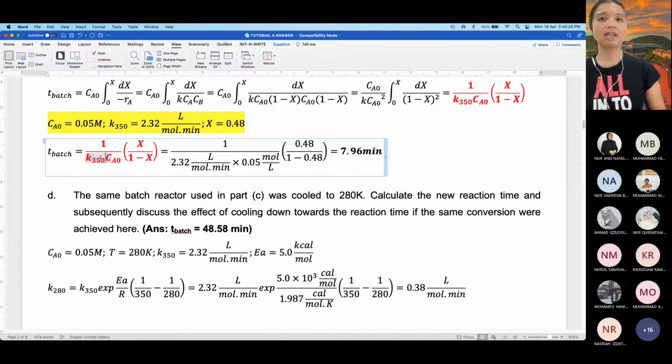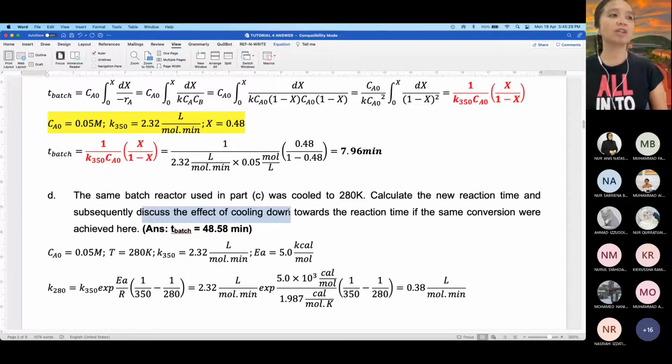Then subsequently it says discuss the effect of cooling down towards the reaction time. So after we calculate the new reaction time, we must discuss its effect when we reduce the temperature towards the reaction time.